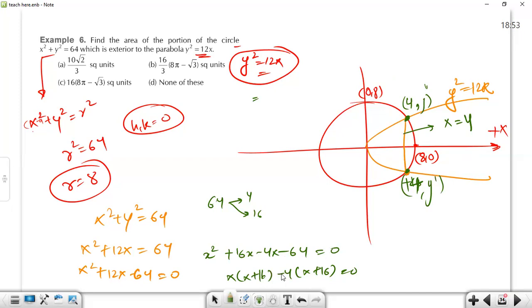We have found out two values of x. x cannot be minus 16 as per the figure, but x can be 4. So we have taken that value. Now we have drawn a straight line here. What we had to find earlier was the area which is bounded, which is exterior to the parabola. So this is a parabola. We have to find out the area which is exterior to the parabola.